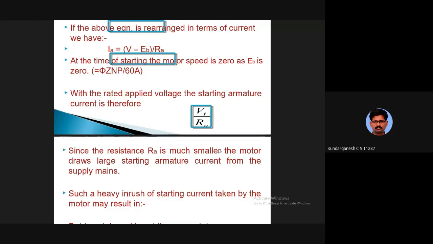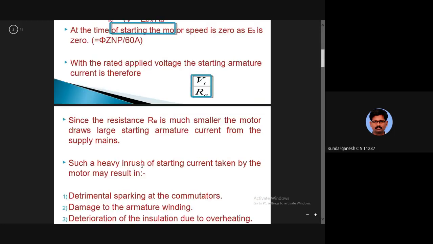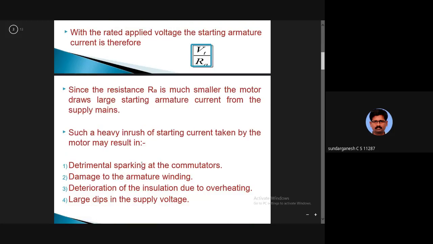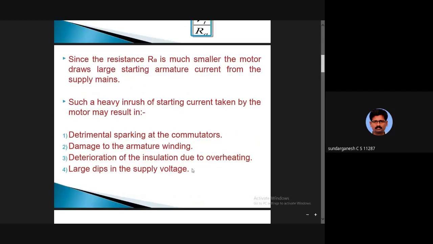So this is the principle used in DC motors. Since Ra is small, the motor will draw a large armature current, and it will damage the motor. The problems that occur are sparking at the commutator, damage to the armature winding, and damage to the insulation due to overheating. The supply voltage may also dip. Dip means it can go from 230 to 50 volts. That is known as dip.